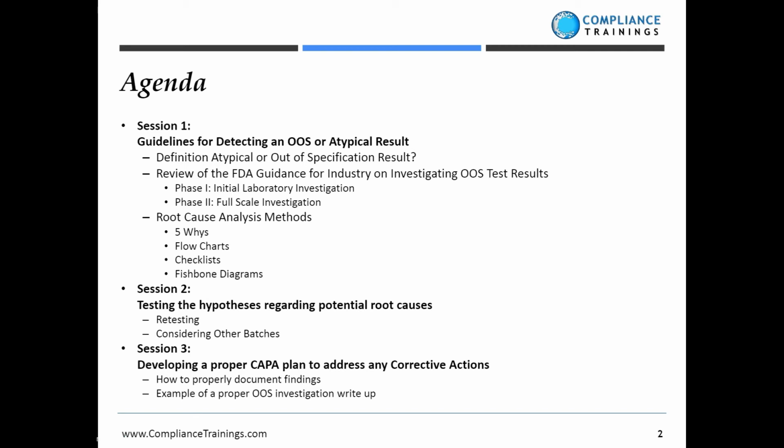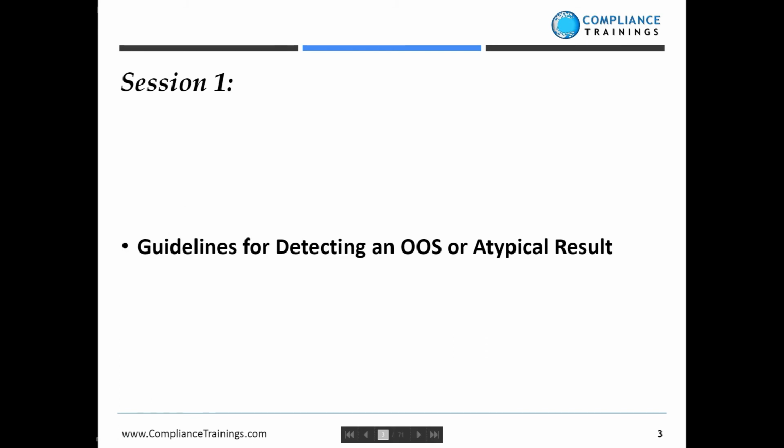And then we'll also go through the example of a proper out-of-specification write-up. At this point, we will also go through some citations that really show exactly what the auditors are finding, some of the comments that the investigators are making when they're reviewing these types of investigations when they're put in front of them. So as you can see, we have a lot to talk about today. So we'll begin our session 1 at this time.